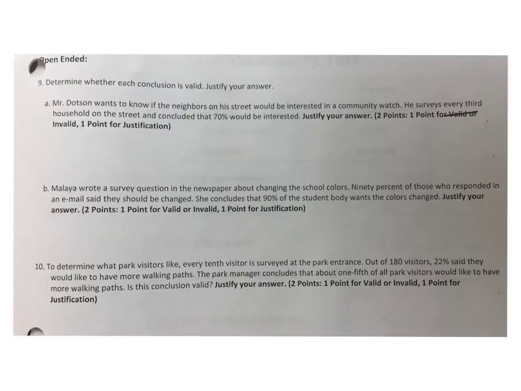Part C says, to determine what park visitors like, every 10th visitor is surveyed at the park entrance. Out of 180 visitors, 22% said they would like to have more walking paths. The park manager concludes that about 1/5 of all park visitors would like to have more walking paths. Is this conclusion valid or is it invalid? Once again, you need to state a reason why you picked valid or invalid.